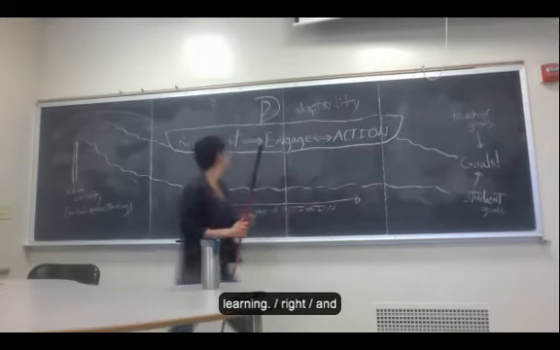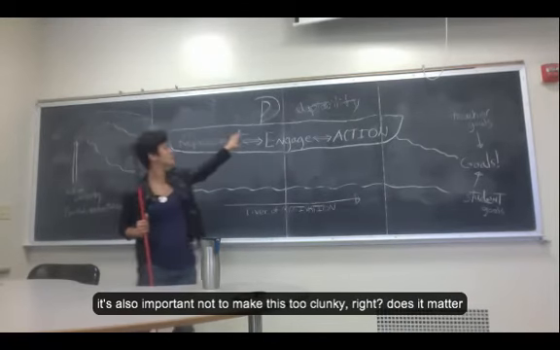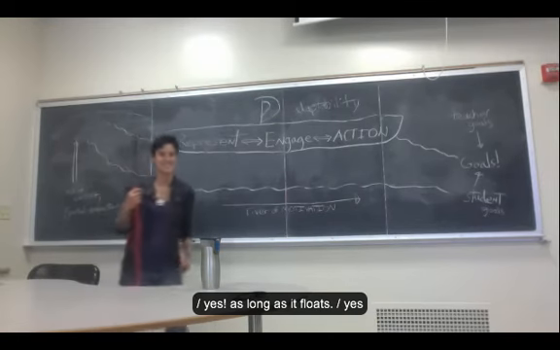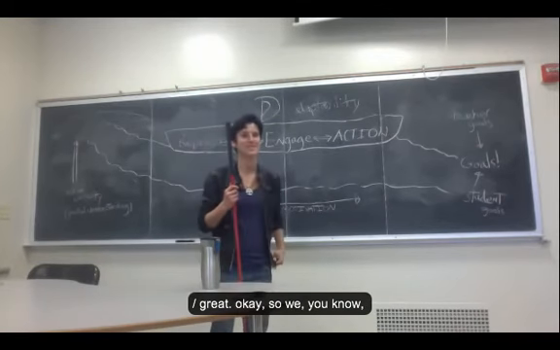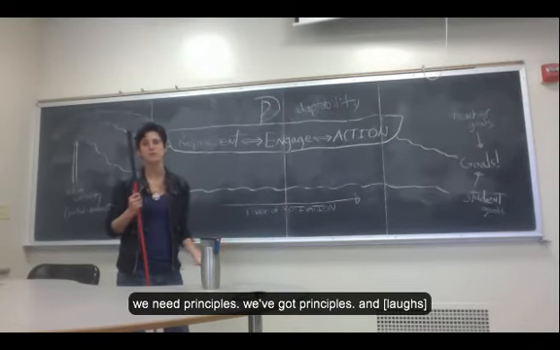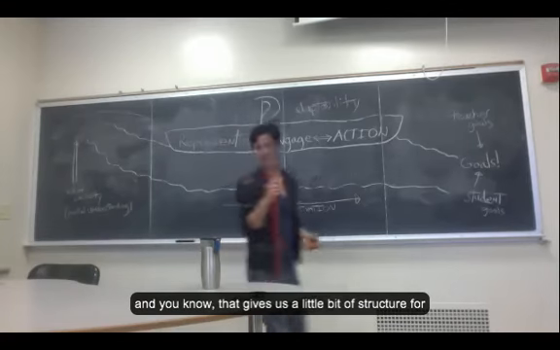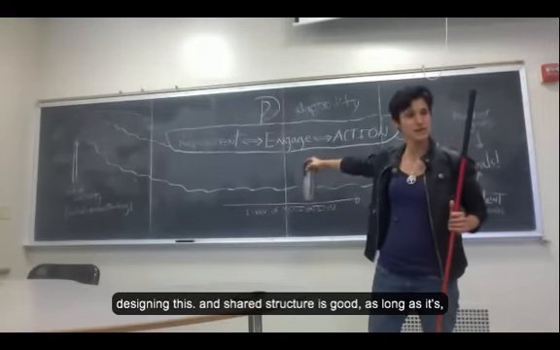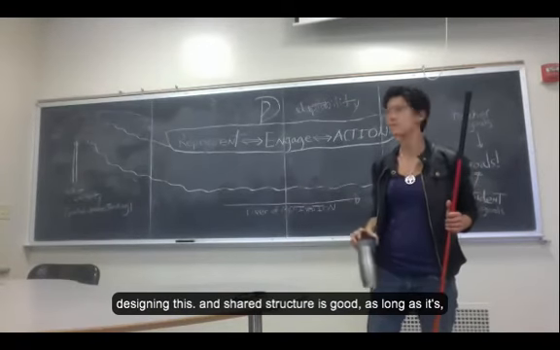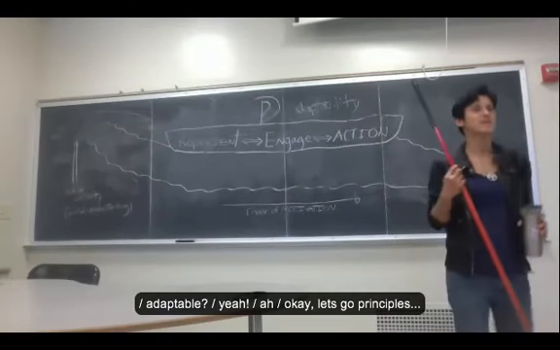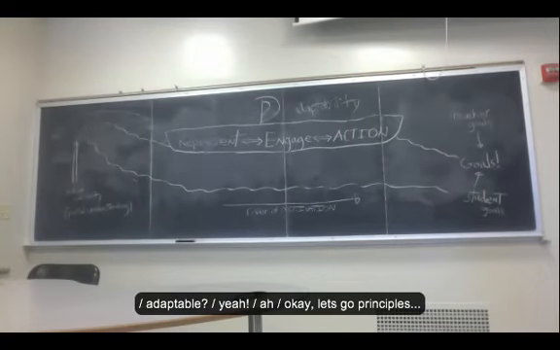And it's also important not to make this too clunky, right? Does it matter really how the book looks? It doesn't matter how it looks as long as it functions. As long as it floats. Great. Okay, so we need principles, I think. We've got principles, and that gives us a little bit of structure for designing this. And structure is good as long as it's what? Adaptable. Okay. Let's go with principles.